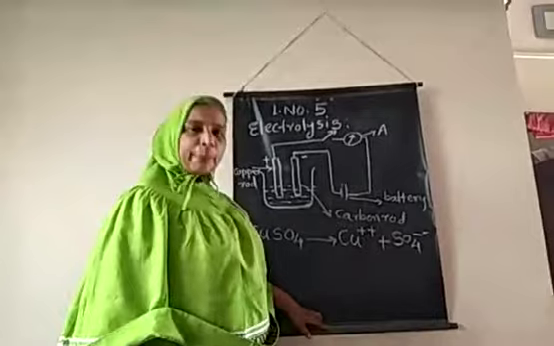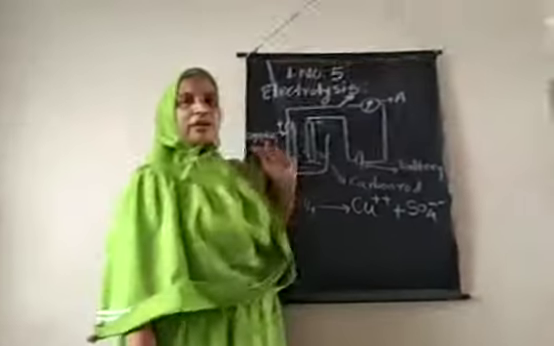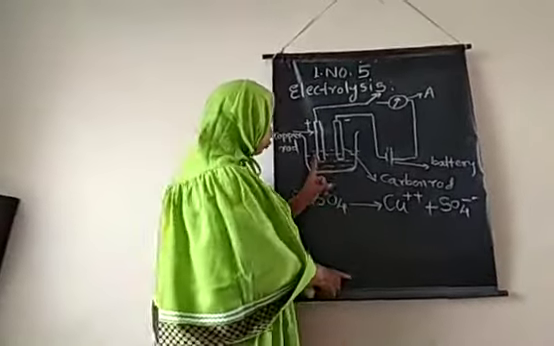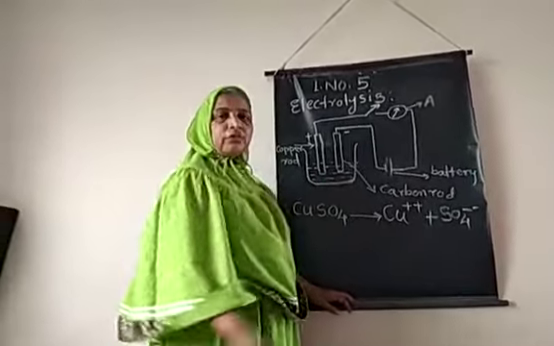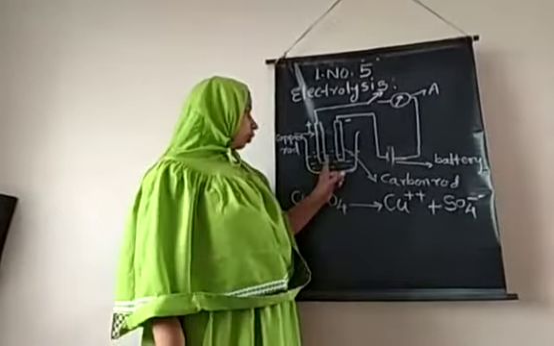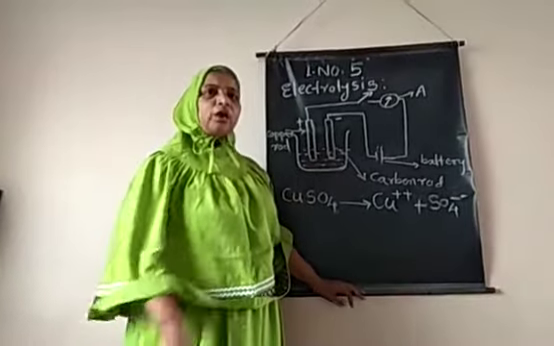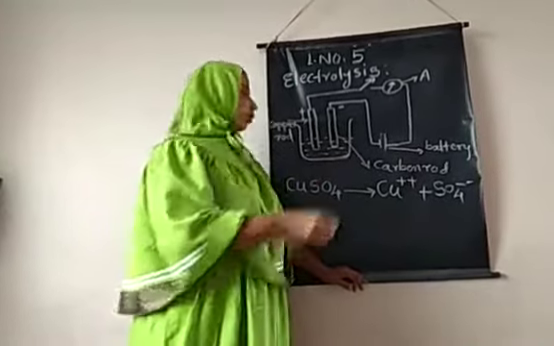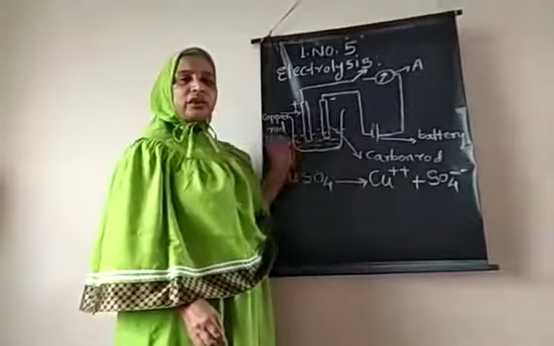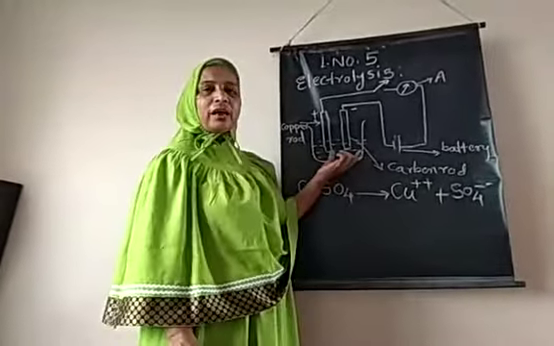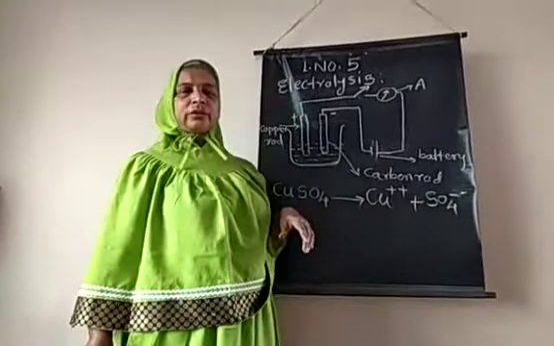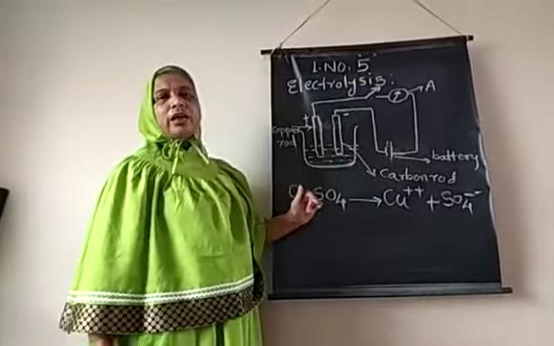After setting the apparatus, then pass the electric current through the solution. We prepare copper sulfate solution in water. When solutions are prepared in water, dissociation already takes place. Ions are already existing in the solution. So which two ions are there? Cu plus, that is the positive ion, and SO4, that is the negative ion. They are already existing in the solution.